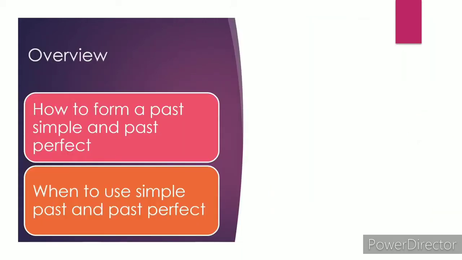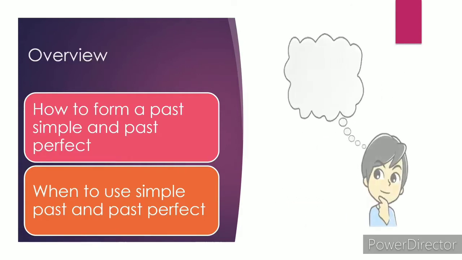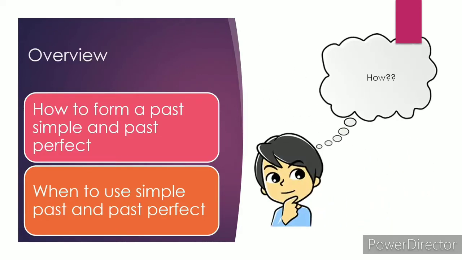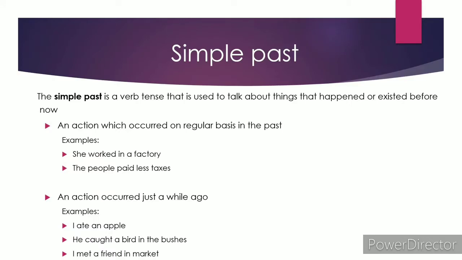Now let us see how to form a simple past tense and a past perfect tense, and when to use a simple past and a past perfect tense. The simple past is a verb tense that is used to talk about things that happened or existed before now. An action which occurred on a regular basis in the past. Example: she worked in a factory. The people paid less taxes.